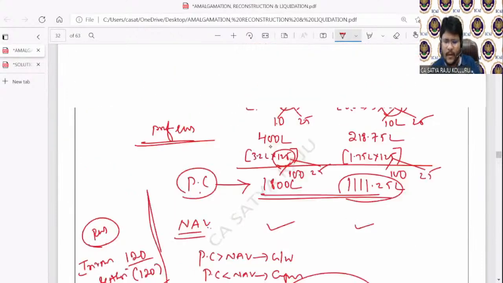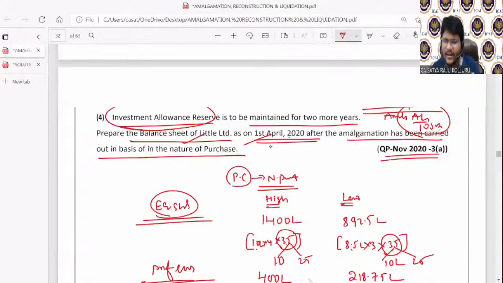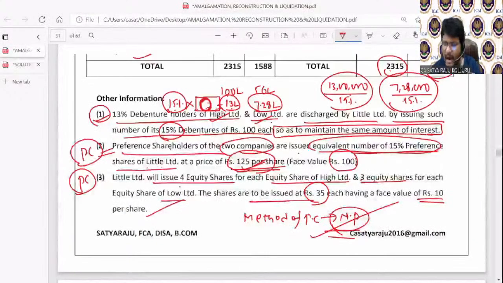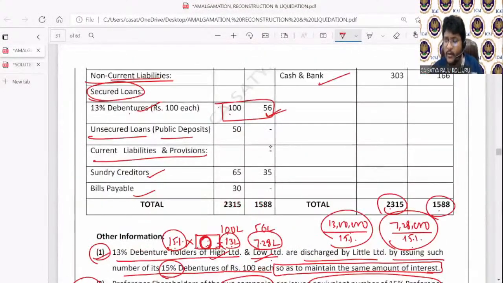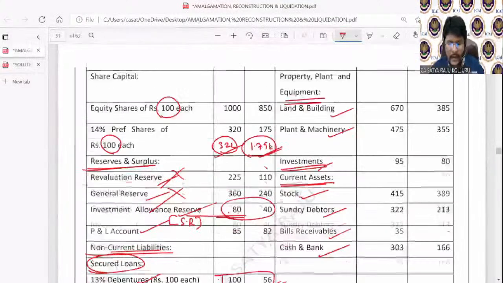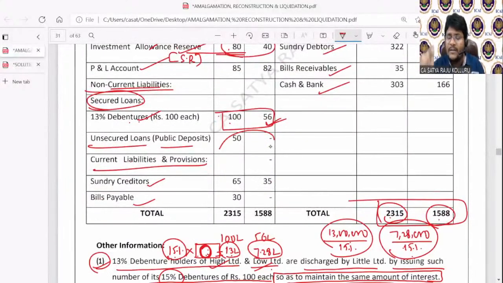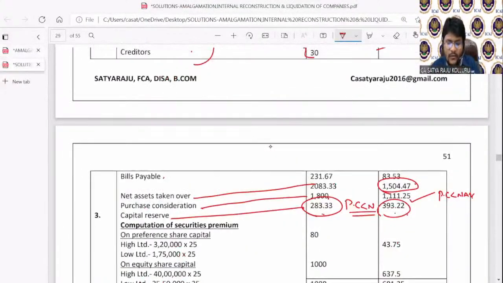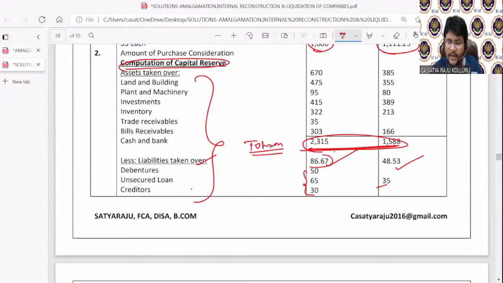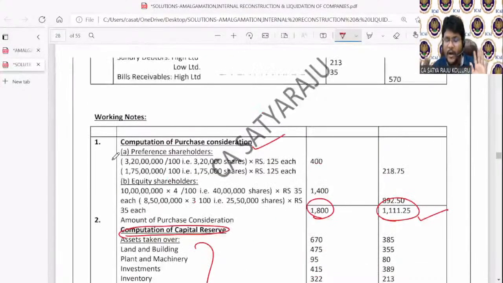Apart from this, all the assets are line by line addition. All assets are simply added together. Why? All assets are taken over at book values. Now, except debentures, all remaining liabilities are also taken over at book values. What is the taken over value of the debentures? You know already, we calculated it in the form of NAV. So under the NAV, debentures are taken over at 86.67 plus 48.53. If you add it, you will get the debentures as well. Then the balance sheet will automatically tally. Do you agree, guys, all of you? So I'm not completely doing the problem, but I explained how to do the problem.